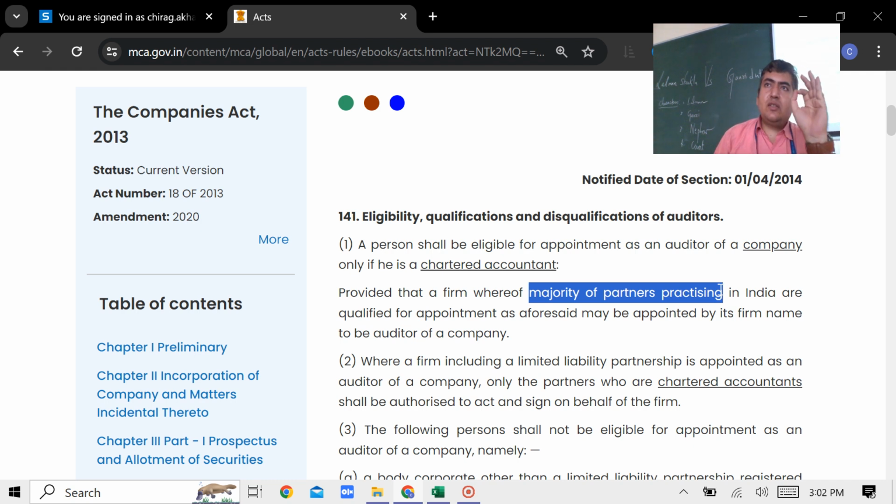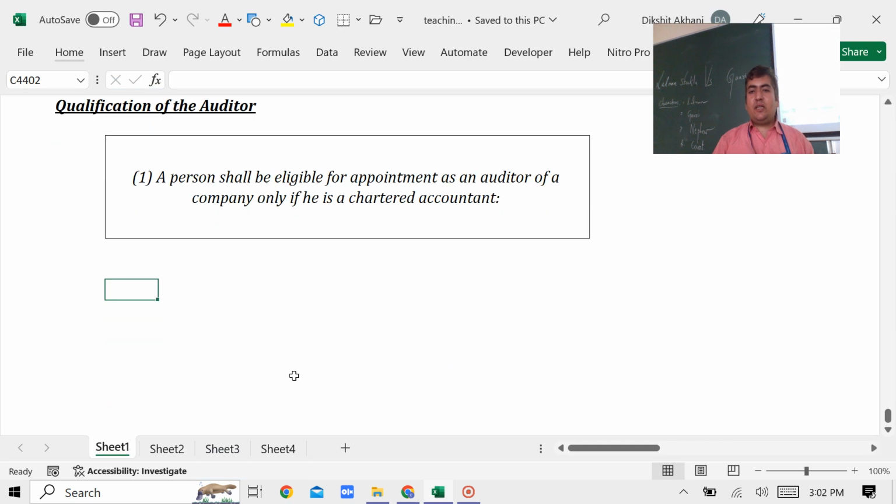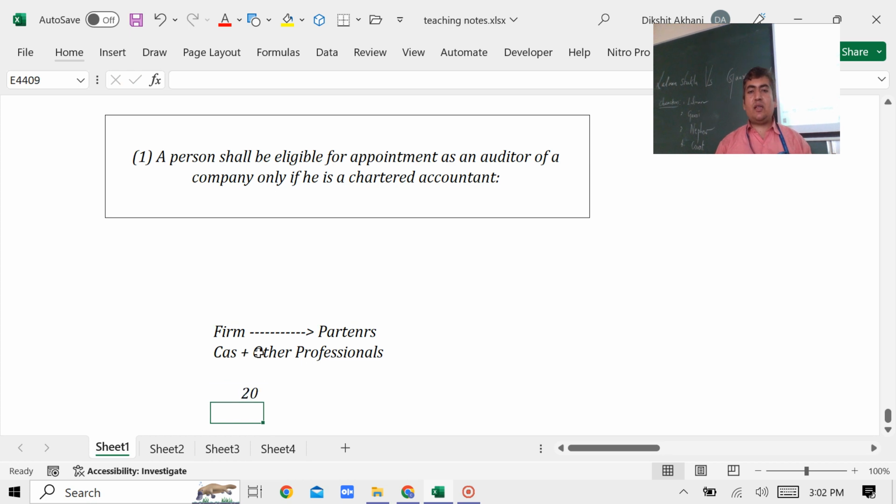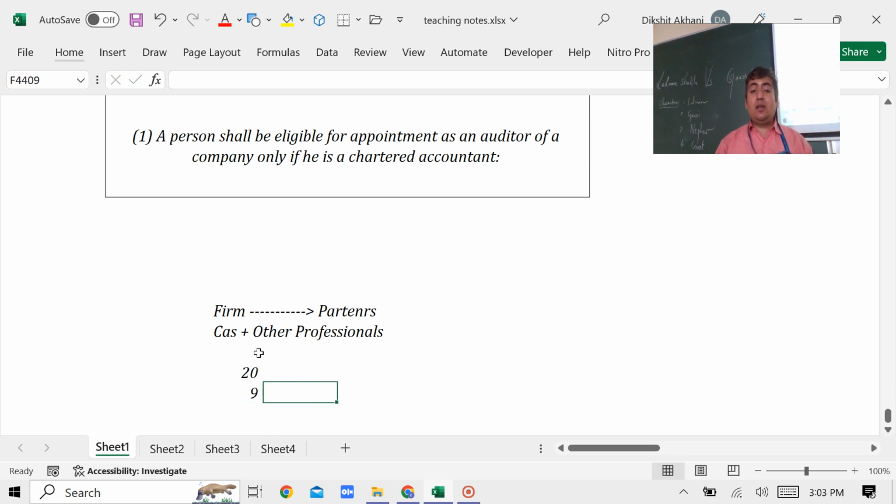So what is the first message this sentence wants to give? That there can be a firm. It is possible that there can be a firm which is having the partners as CAs plus other professionals. Possible or not? So what if, guys, if I want to set up a tough question, can I put it like this: the total 20 partners are there, out of them 9 are CAs and remaining 11 are company secretaries and cost accountants. Is this firm now eligible or not eligible? I'm telling you the power of the two sentences, try to read between the lines. And in fact, if you just ask this question to ICAI, are we allowed to have the partnership with other professionals? Answer is yes.